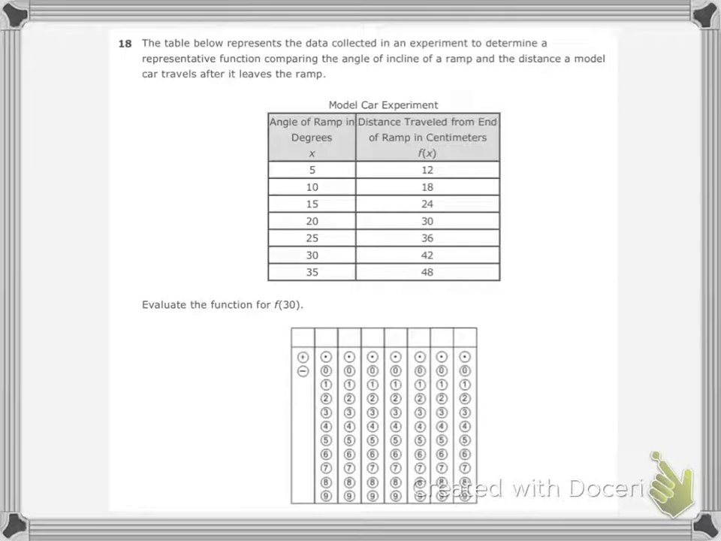Some other things that you won't see in a bubble grid. You will not see fractions, okay? You will not see variables. So you're really just looking for some kind of positive or negative whole number or decimal number. Those are the only types of things you can bubble.